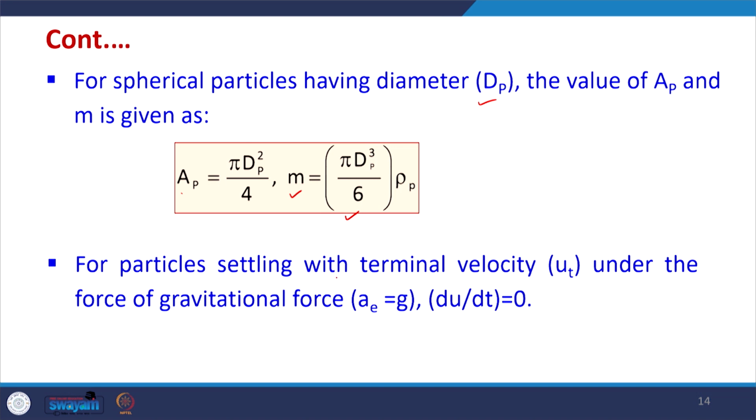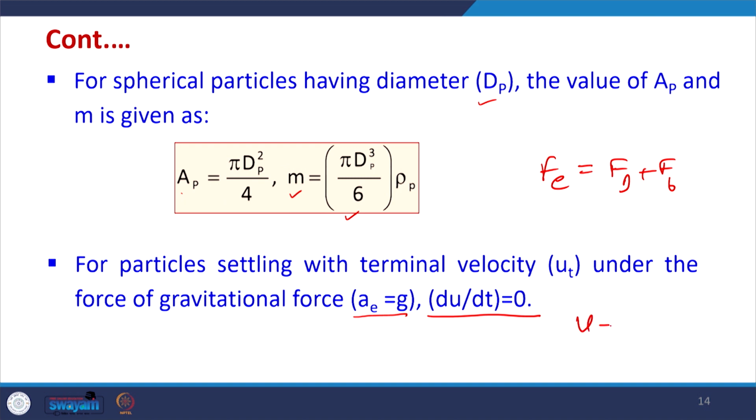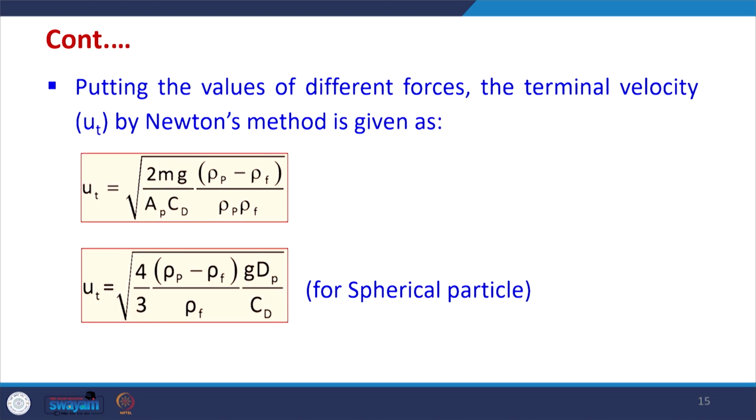Now, for particles settling with terminal velocity, suppose the terminal velocity has been reached. Under that condition du by dt will be equal to 0, and the gravitational force we are keeping as A is equal to g. So, under this condition we have F e is equal to F d plus F b, and we put all the other values in this equation. We also keep u equal to u t under the terminal velocity condition, and if we solve the equation we get these two equations.